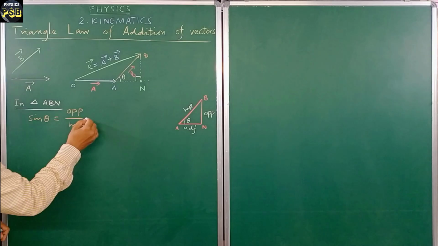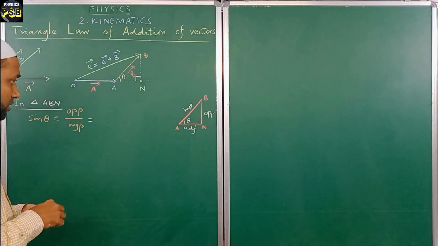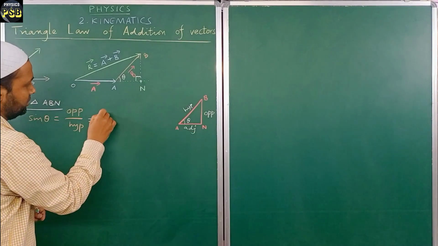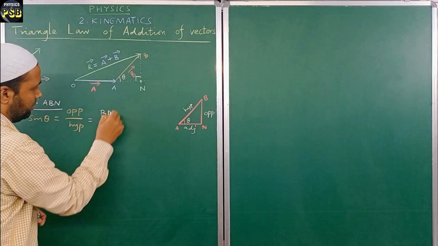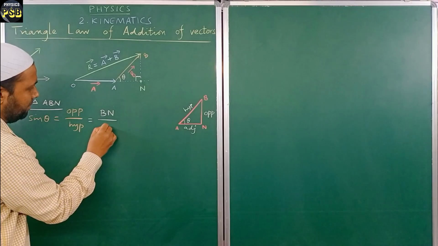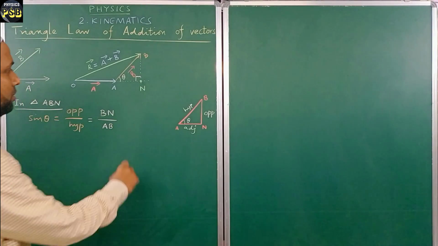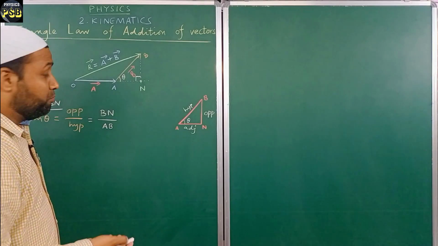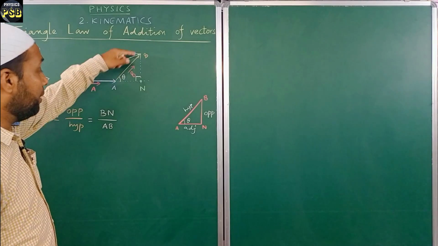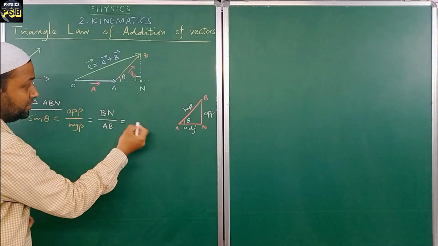Okay, so I'm going to mention the values. What is the opposite side here? The opposite side is nothing but BN, and the hypotenuse is AB. Now what is the value of BN? I don't know the value of BN, but we know the value of AB. This hypotenuse value is known to us. That is nothing but B.